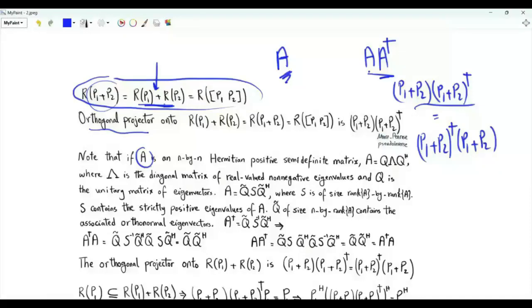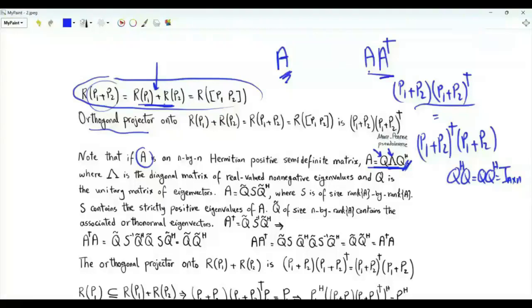To see this, consider an n by n Hermitian positive semi-definite matrix A, which has this eigen decomposition. A is Q lambda Q Hermitian. Lambda is the diagonal matrix containing the eigenvalues of A on the main diagonal. The eigenvalues are real valued and non-negative. The associated eigenvectors are the columns of matrix Q. Matrix Q is unitary. Q Hermitian Q is equal to Q Q Hermitian is equal to identity of size n by n. The inverse of Q is Q Hermitian. The eigenvalues of A are non-negative.